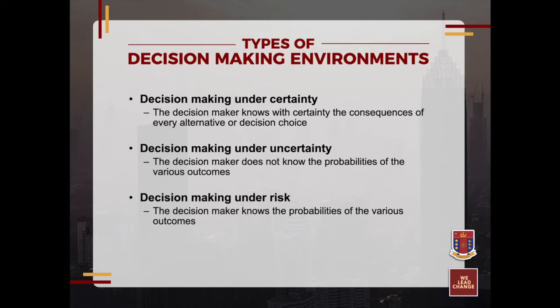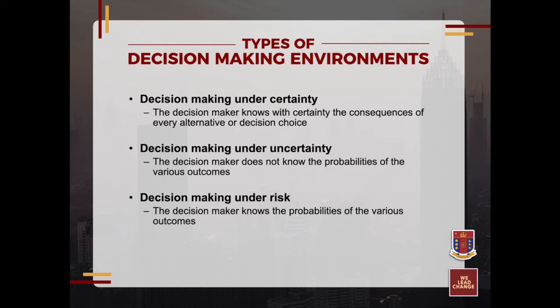Second, decision making under uncertainty: the decision maker does not know the probabilities of the various outcomes. With the term uncertainty, you're not quite sure what will come out or what will be the result of your decisions. Later on, we will be learning how to make decisions under uncertainty and how we make use of the different values to compute for the best alternative.